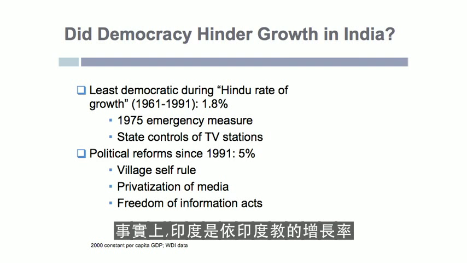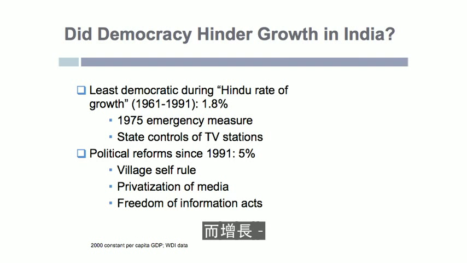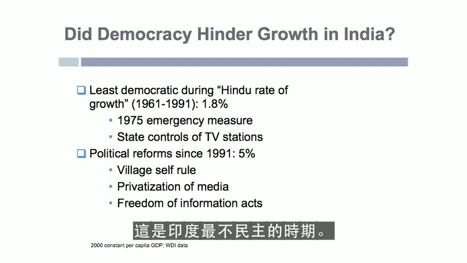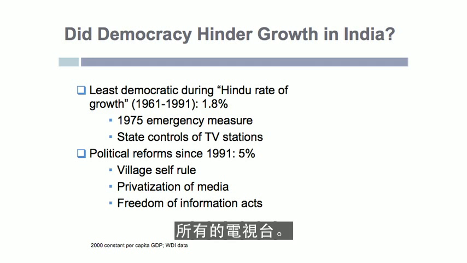You can apply exactly the same dynamic perspective on India. In fact, when India was growing at Hindu rate of the growth, about 1%, 2% a year, that was when India was least democratic. Indira Gandhi declared emergency rule in 1975. Indian government owned and operated all the TV stations.